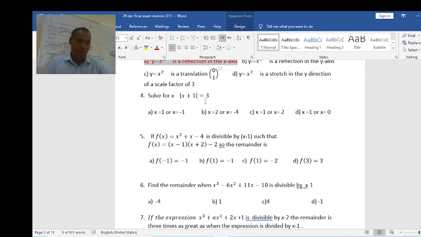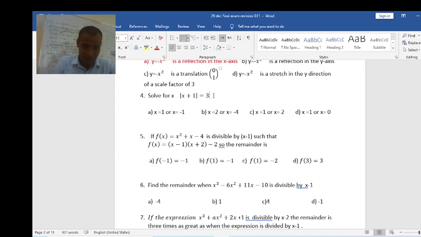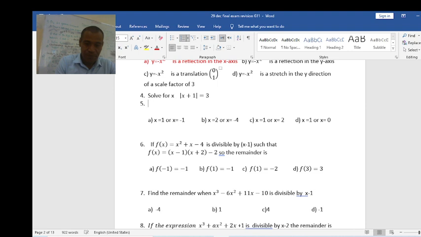Okay. So the next, here we have the question: solve for x. The magnitude or the modulus of x plus 1 equal 3, or the absolute value of x plus 1 equal 3. Just here you will write x plus 1 equal 3, or x plus 1 equal minus 3. Clear?